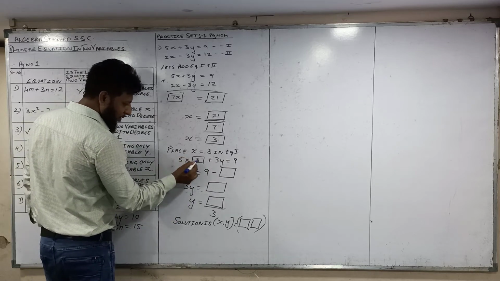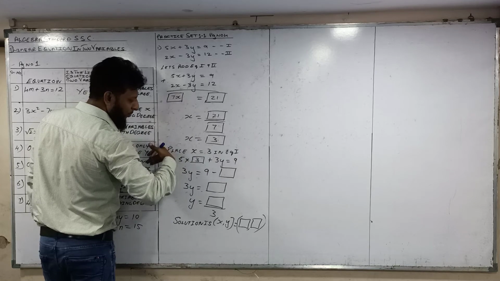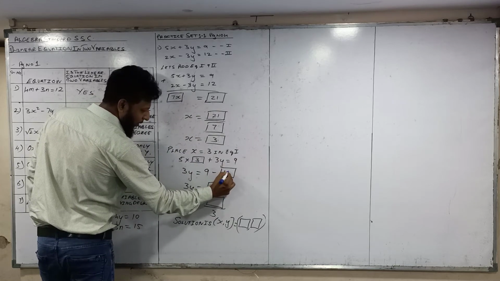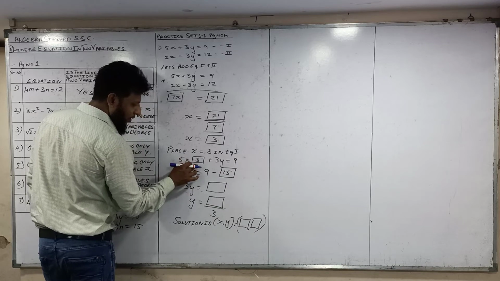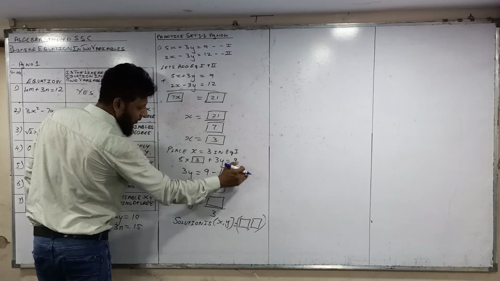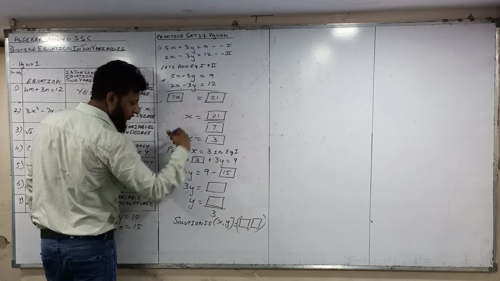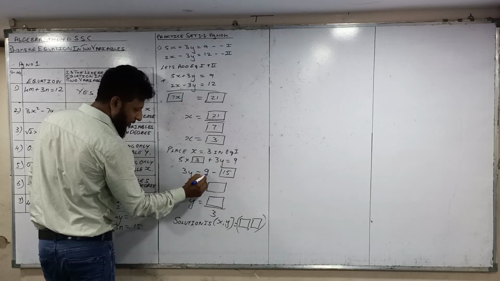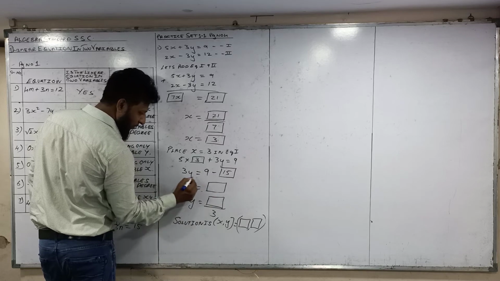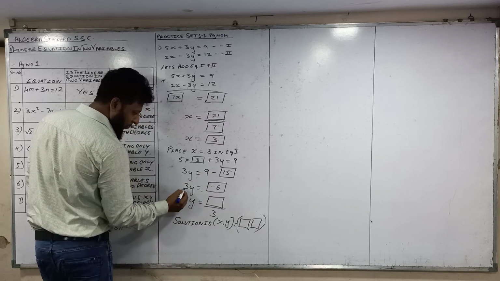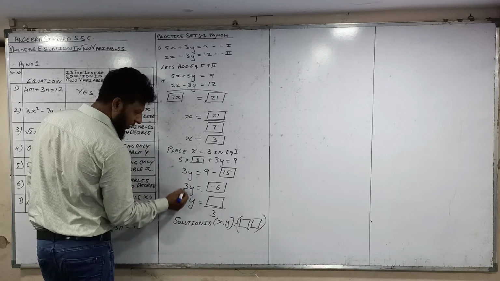5 threes are 15, and from the left side it will go to the right side. So minus 15. When it goes to the 9 on the right side, plus 15 will become minus 15. Then 9 minus 15 is minus 6. And this 3y is as it is.